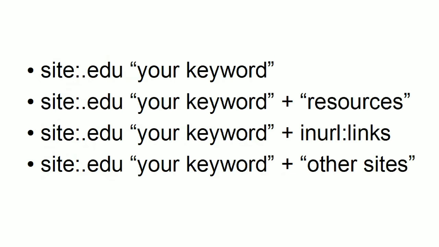One way to find them is to do searches like this in Google. Enter site:.edu followed by your keyword, or your keyword plus resources, or your keyword plus inurl:links, or your keyword plus other sites. And that will give you some resources to go through. And then you just simply contact the university and ask them, as I just discussed.